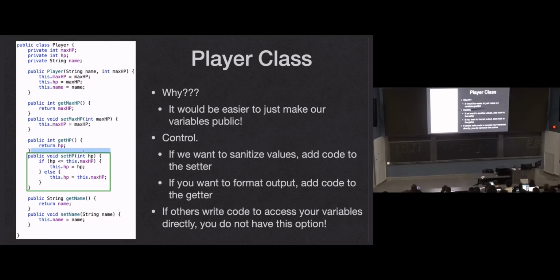Because everybody who accesses HP and max HP has to call the getters because they can't access the private variable directly, now I can add my stuff. Even if I'm not using it right away, I can add those checks in the future. Maybe I want to do some formatting with the names. I have that option now. I have control over my own code. As soon as I have public instance variables, I lose that control. And now people can break my code and blame me when they were abusing their direct access to my instance variables.